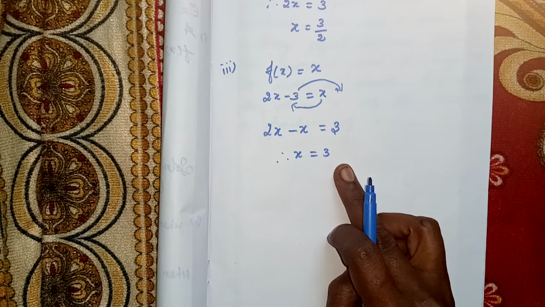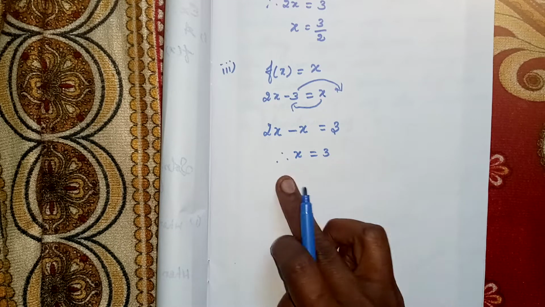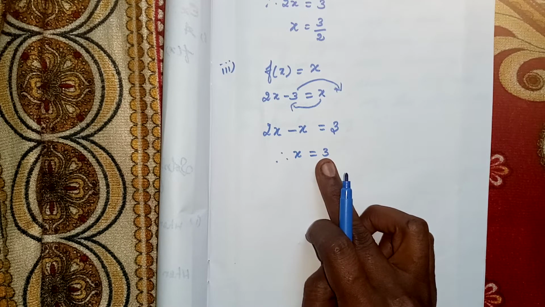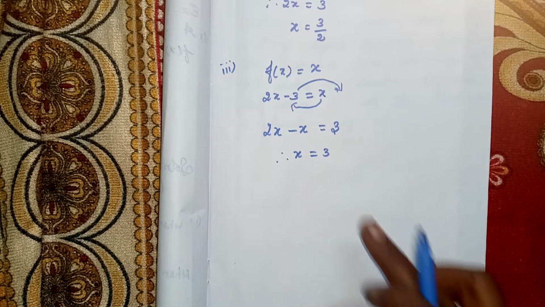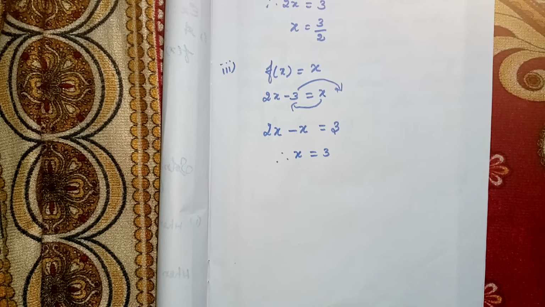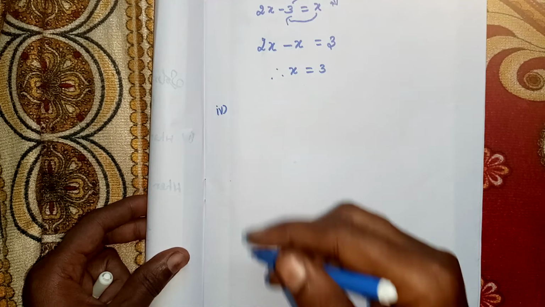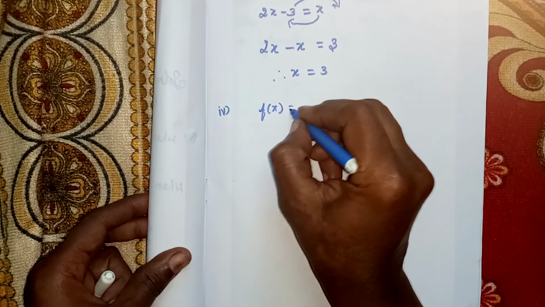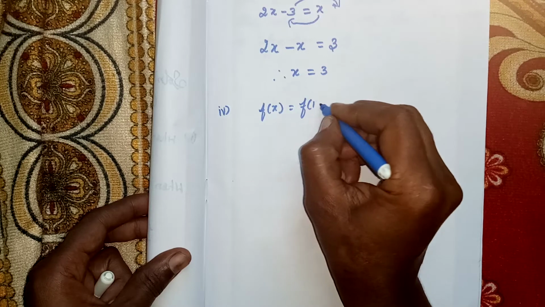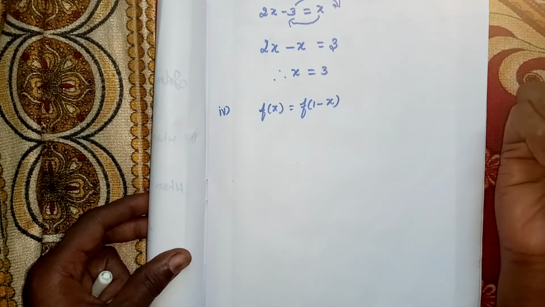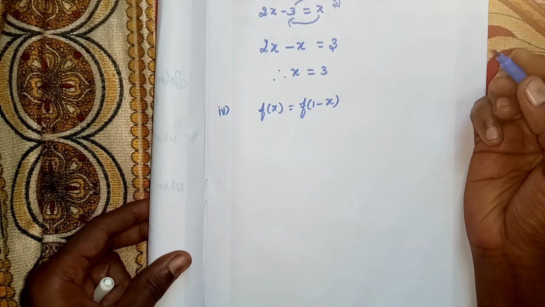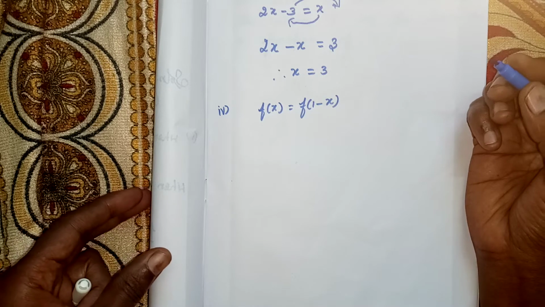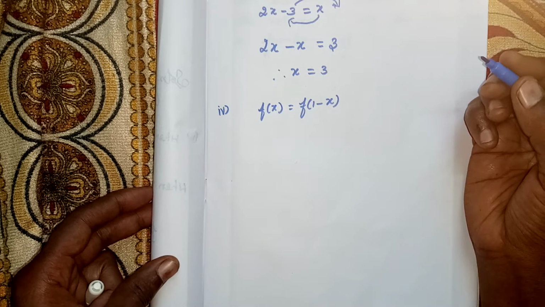Now, I am going to explain the fourth question. Any doubt here? No doubt, no? Okay. Now, I am going to explain the fourth question. Fourth question is f of x is equal to f of 1 minus x.